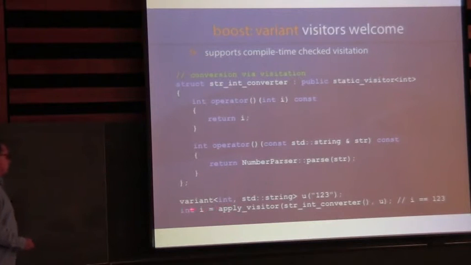This is what the code looks like. You declare variant of integer and string, you initiate it with a string, and then you can apply the visitor with that converter, and you will get the right thing out of there. So now you will have 123 in here. That's typically how you would go about doing it.